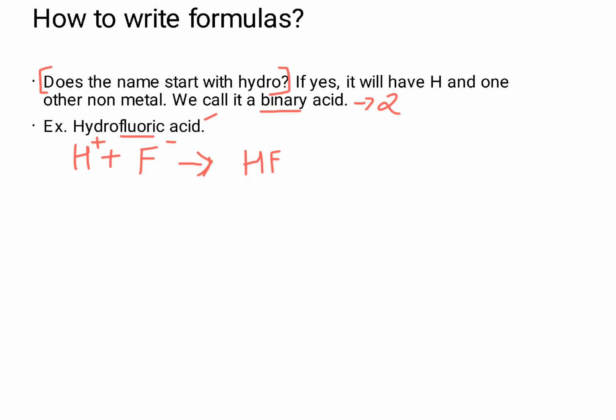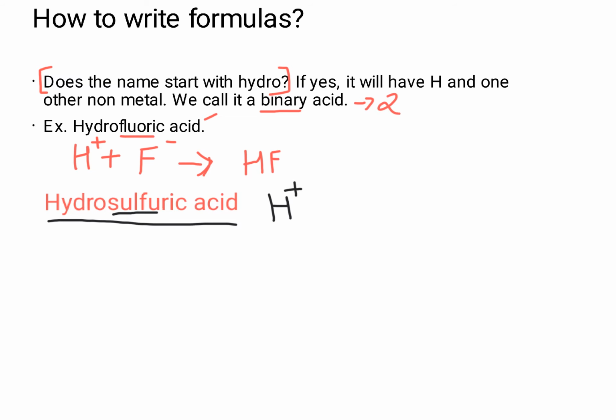Similarly, another example is that of hydrosulfuric acid. Now, start with hydro, yes, and so you know it is going to have 2 elements. The first element is obviously going to be H. Because it is an acid, it must start with H. Now, what is the other element? You know that sulfuric sounds like the element sulfur, and so we're gonna go ahead and write the charges. H is 1 positive, and sulfur, because it belongs to group 6A, is 2 negative.